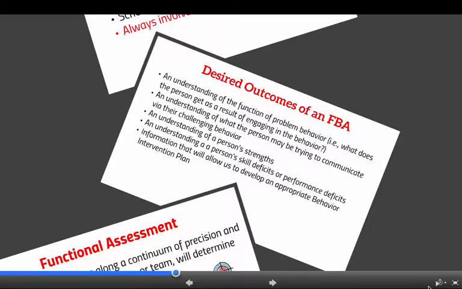What does the person get as a result of engaging in the behavior? So are they getting socially mediated positive reinforcers? Are they getting socially mediated negative reinforcers? Are they getting automatic reinforcement? So it's only through the FBA process that we're able to make the determination as to what the individual is getting. And then as a result, we also gather an understanding of what the person may be trying to communicate via their challenging behavior.